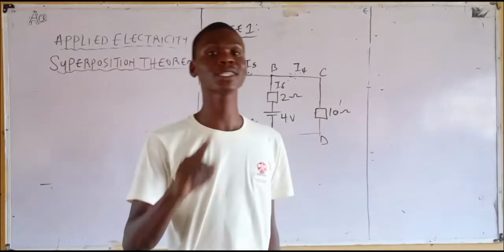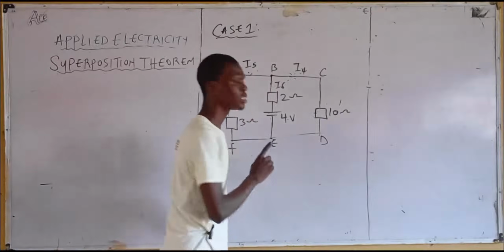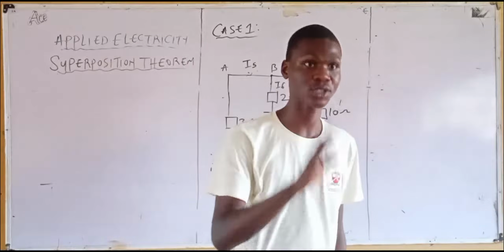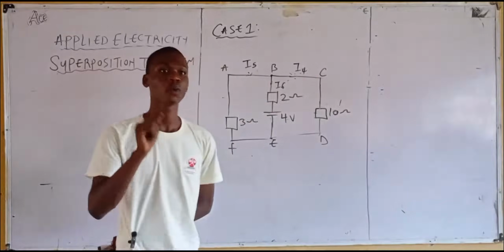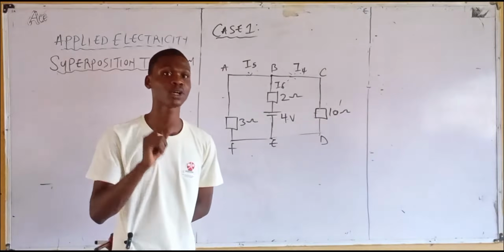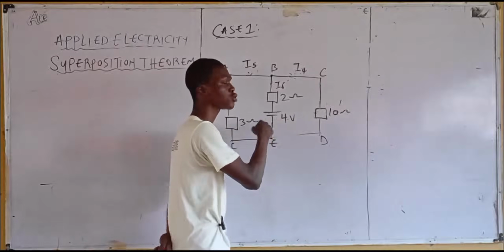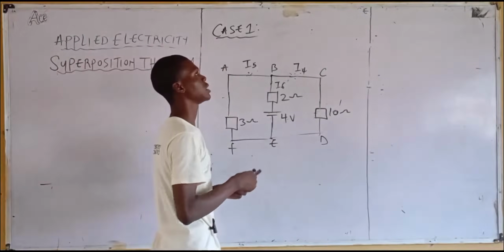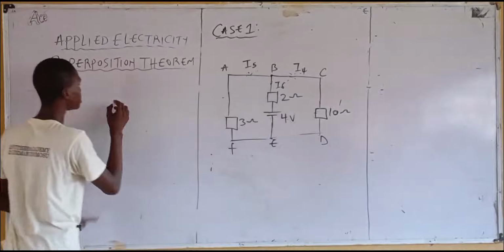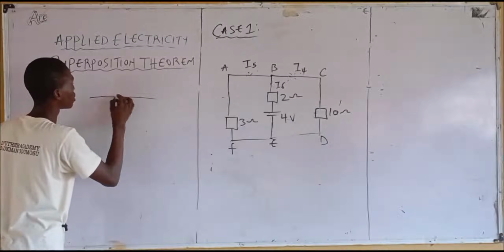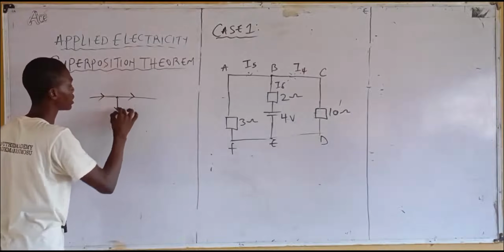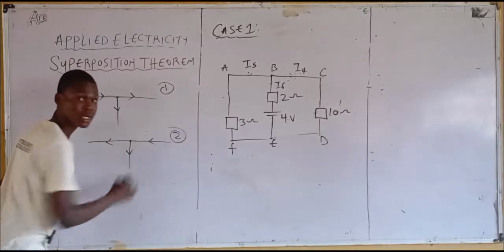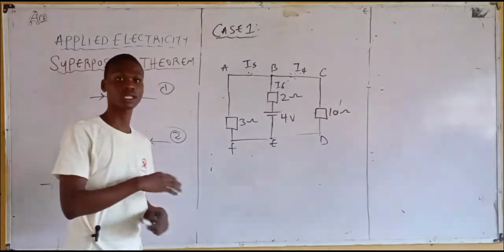Now the new thing is case 2. The source EMF in this case is 4 volts. First thing first, your direction. In this case, pay attention when you want to assign direction, and pay attention to the source EMF. What we did earlier was that case 1 should go in this direction, like this, like this, like this. Then case 2, like this, like this, like this. This was what we said earlier.